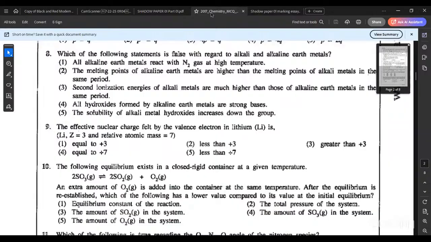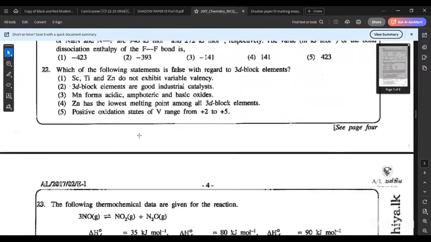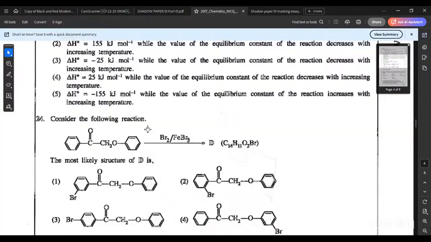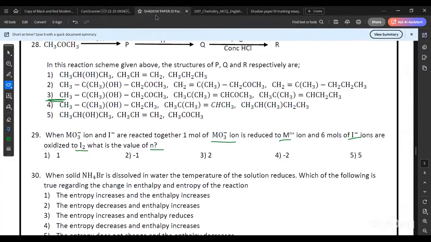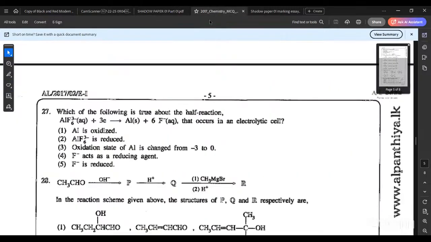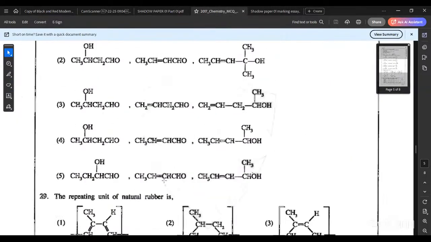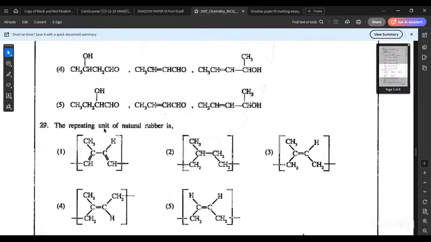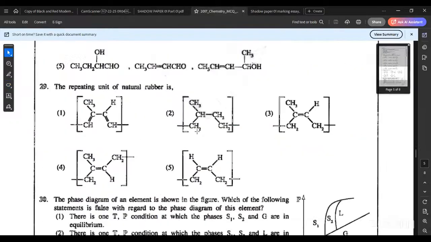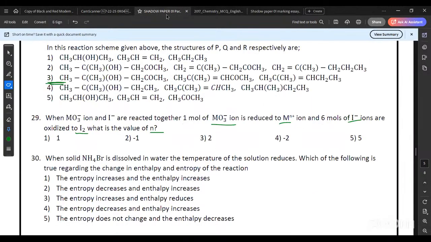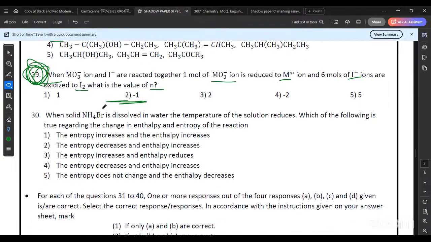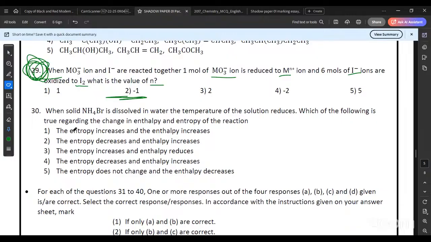I want to see which question is there in the essay MCQ paper. This 27th I was doing. 29th, okay, the natural rubber question. That is a nice question. The answer is answer number 2. All right, okay, 30th question.